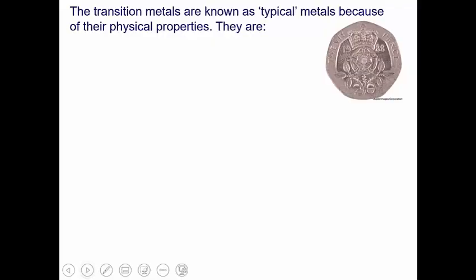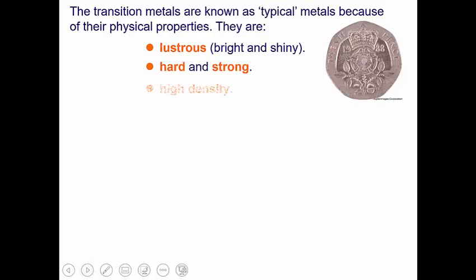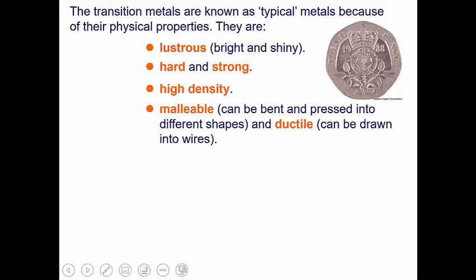So what are the typical properties of metals? Well, we can look at the properties of transition metals for that. They're lustrous, they're hard and strong, they've got a high density, they're malleable, which means that they can be bent into shape, and ductile, which means that they can be pulled out into wires.